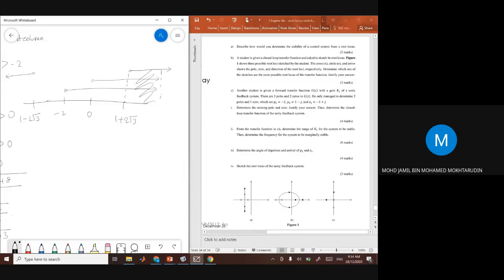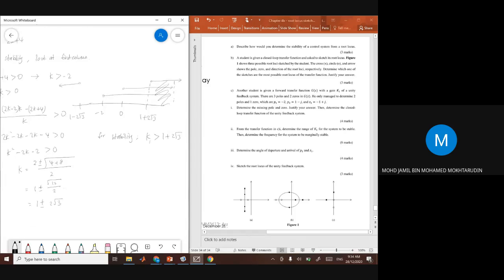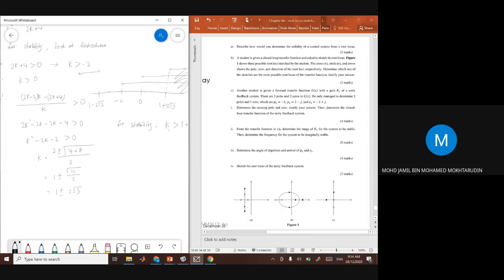Okay, so for stability, K must be bigger than 1 plus 2 square root 3. Okay, K1. Okay, I'll check later, I'm dizzy too.